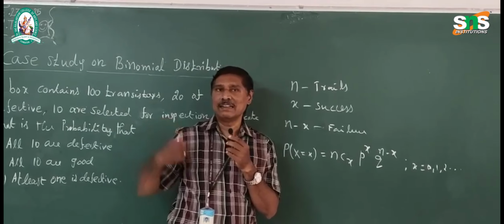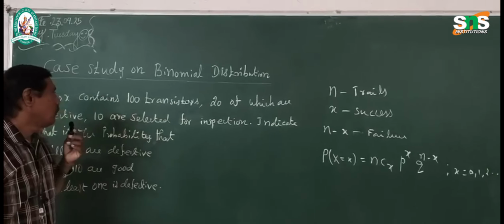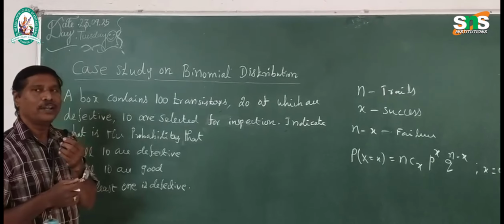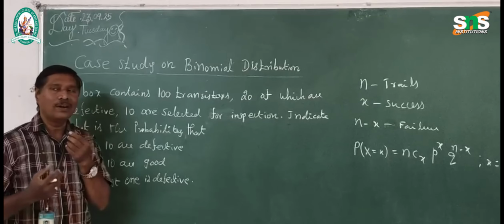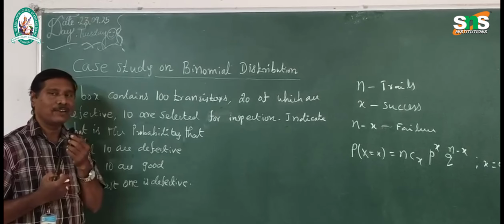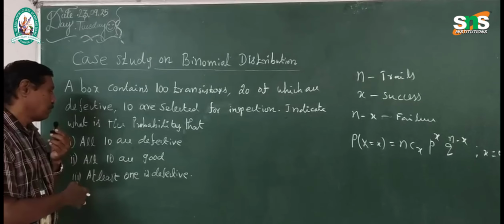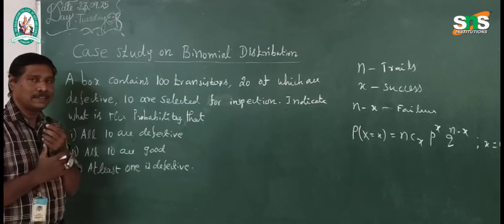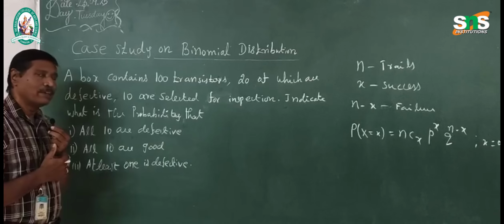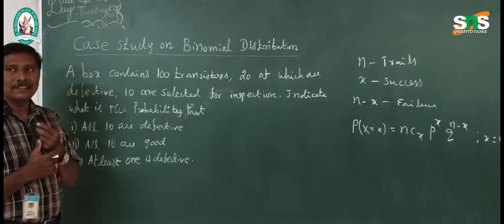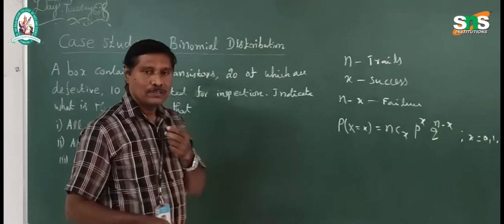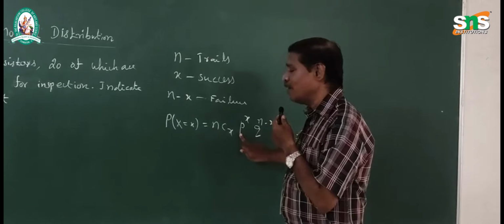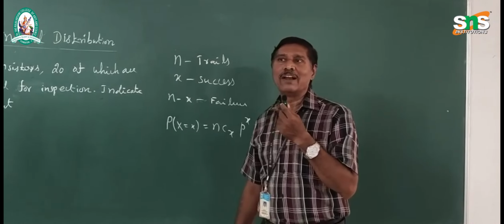Now we go to the case analysis. The case study is a box contains 100 transistors. Out of these 100, 20 are defective. Ten are taken for inspection. We find the probability that all 10 transistors are defective. The second case is all 10 transistors are good. The third one is at least one transistor is defective. In binomial distributions, we need the x value, p value, and q value. So how do we calculate x?